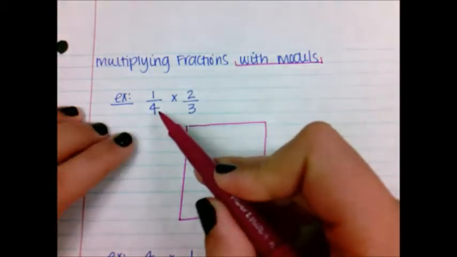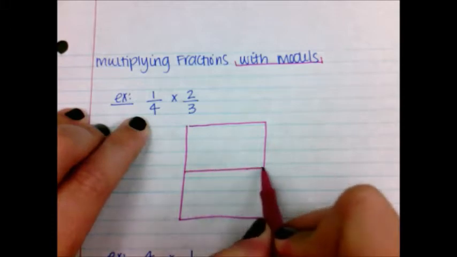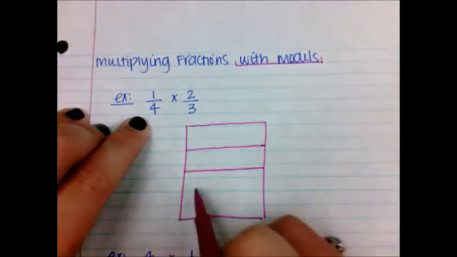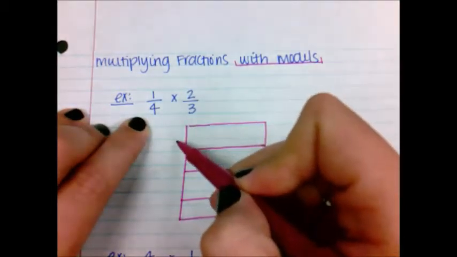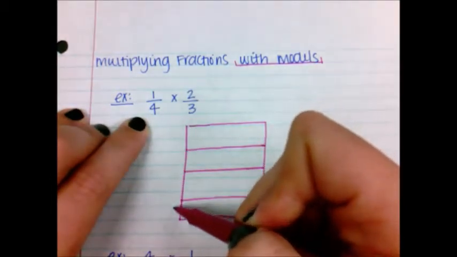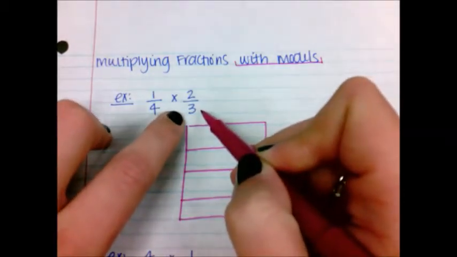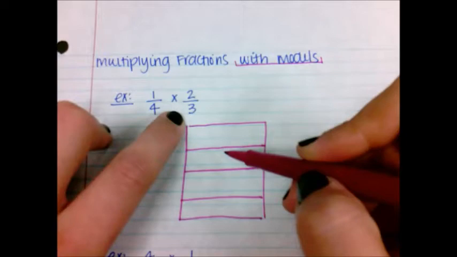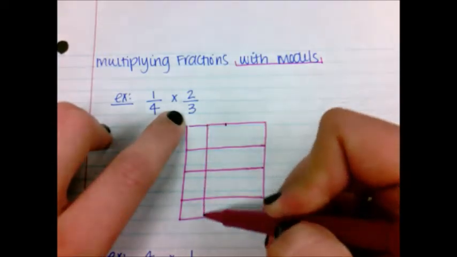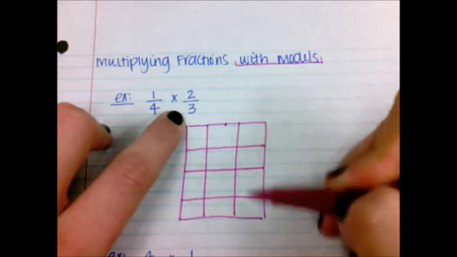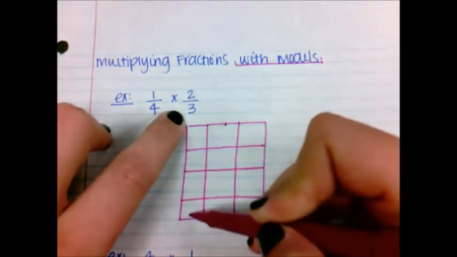I'm going to take the first denominator, 4, and cut my rectangle into 4 parts. So that over here I have 1/4, 1/4, 1/4, and 1/4. I'm going to look at my second denominator, which is thirds, and cut my rectangle in the other direction into 3. So that I have 1/3 here, 1/3 here, and 1/3 here.